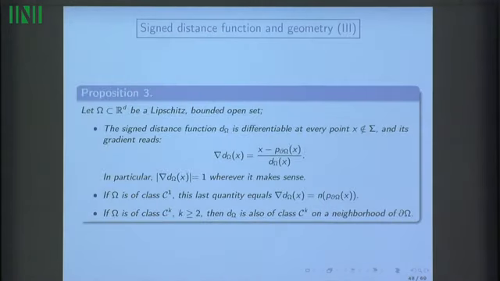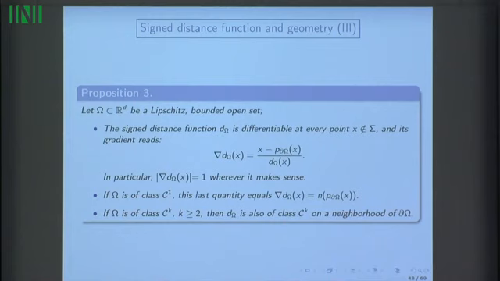So other quite well-known properties of the signed distance function are that, when we consider some shape Ω and look at a point which is not on the skeleton, then the signed distance function is differentiable at this point, and the gradient of the signed distance function reads like this. In particular, wherever it makes sense, the gradient has unit norm. Now, when the shape is a little bit more regular, then this gradient also coincides with the normal vector taken at the projection point.